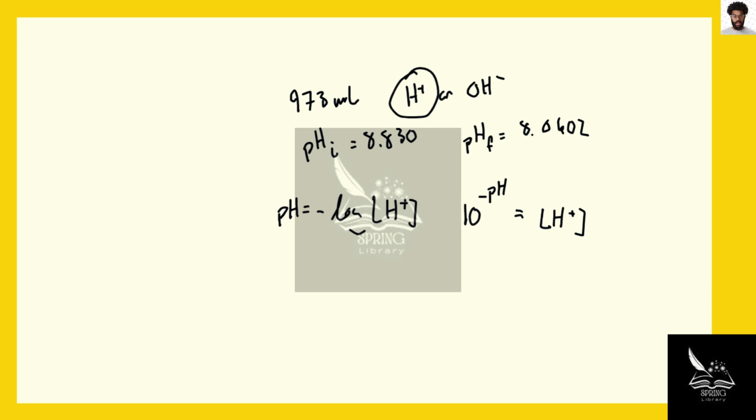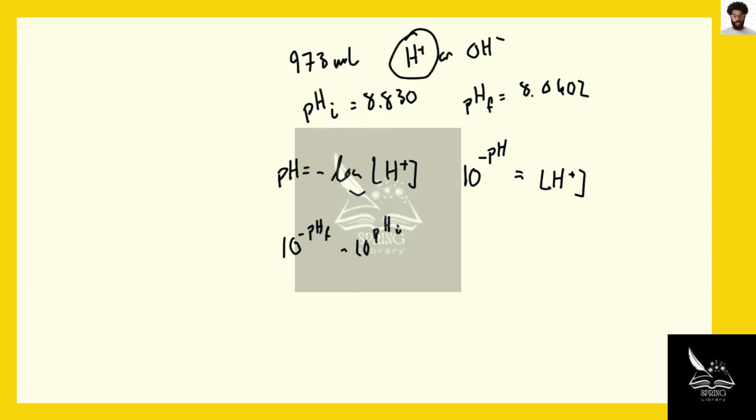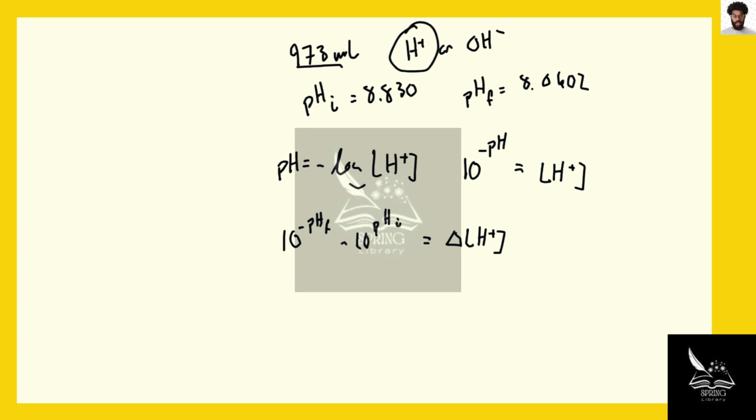So if we want to figure out the change in our H plus concentration, then we should be able to do 10 to the negative pH final minus 10 to the negative pH initial. This will tell us our change in H plus concentration. And if we account then for the volume, that will tell us how much H plus we needed to add.